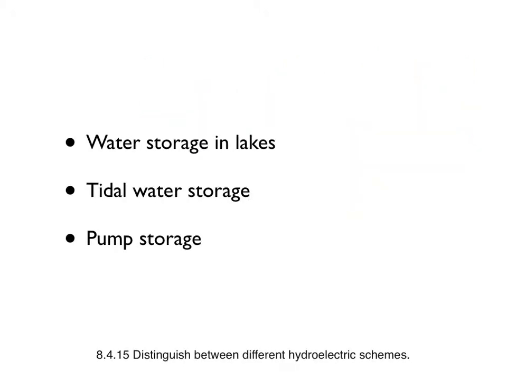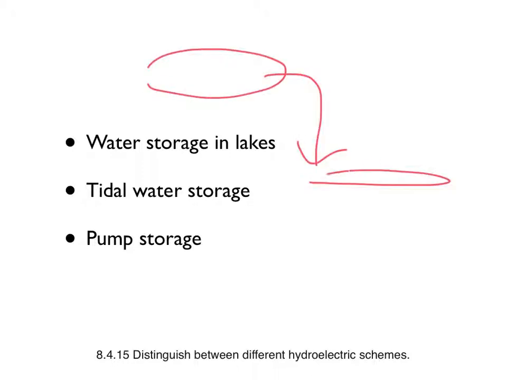There's a few ways to produce hydroelectric power. One is to store water in a lake and let it fall to a lower elevation and capture the energy as it falls. That's by far the most common technique. Another method is tidal water storage, and as the tide rises and falls, you take advantage of the fact that as the water is going back down, you can extract energy from it.